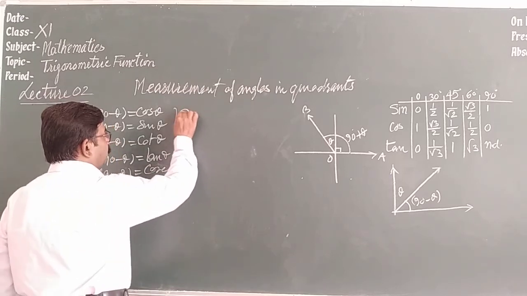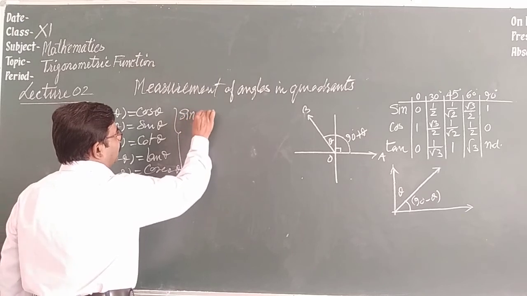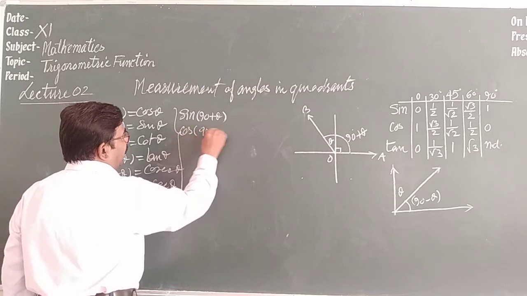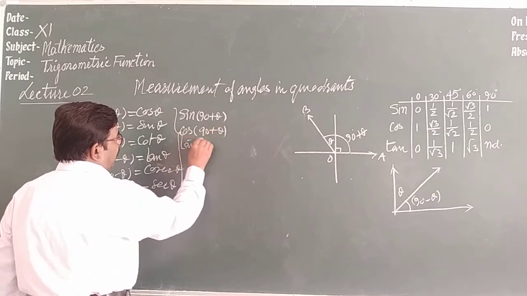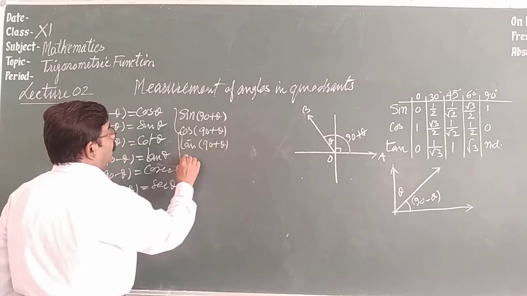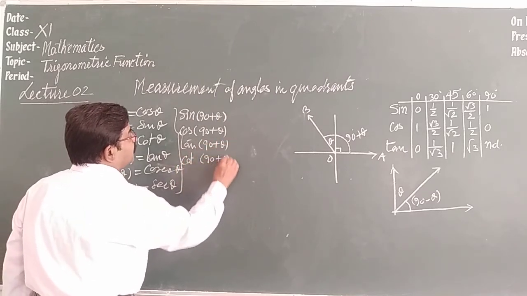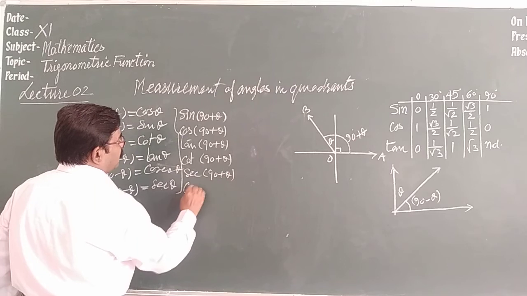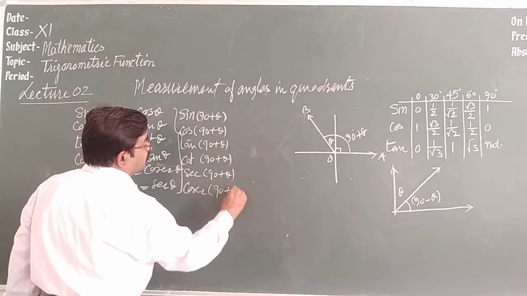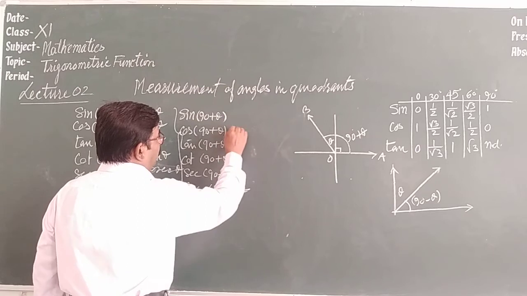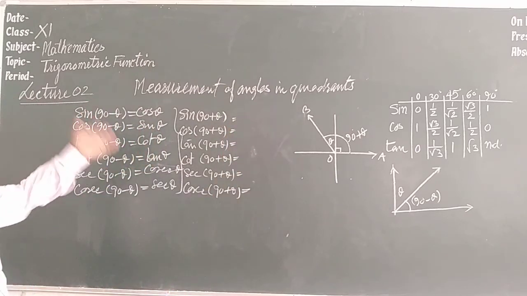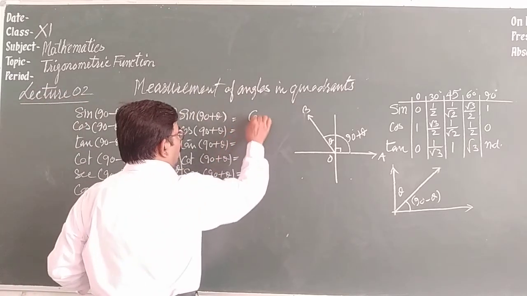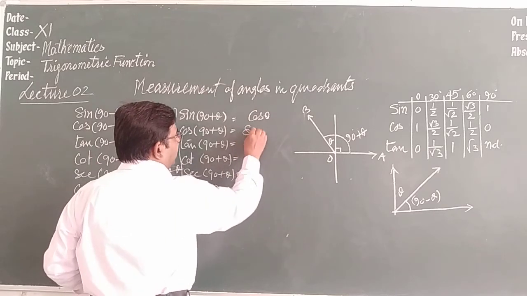See, I am writing this formula: sine 90 plus theta, cos 90 plus theta, tan 90 plus theta, cot 90 plus theta, sec 90 plus theta, cosec 90 plus theta. So simply first, whatever you have learned in class 10, write those formula. Sine converts into cos, write cos theta. Cos converts into sine, write sine theta.